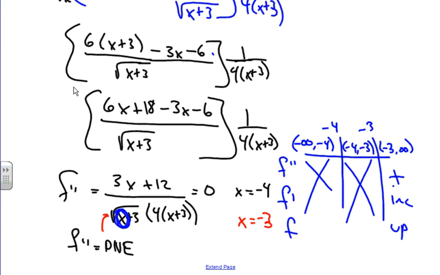Points of inflection? Well, possibly here and here, but we notice that there is no sign change, so there is no point of inflection. No points of inflection. Well, let's verify this by looking at our graph.